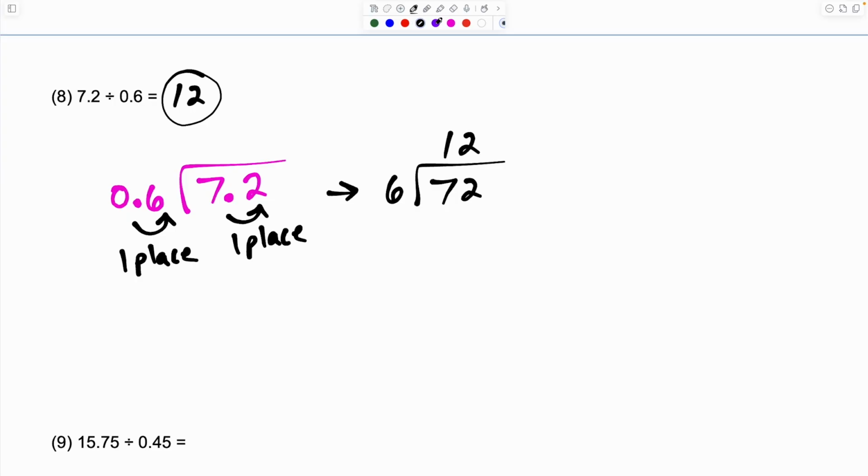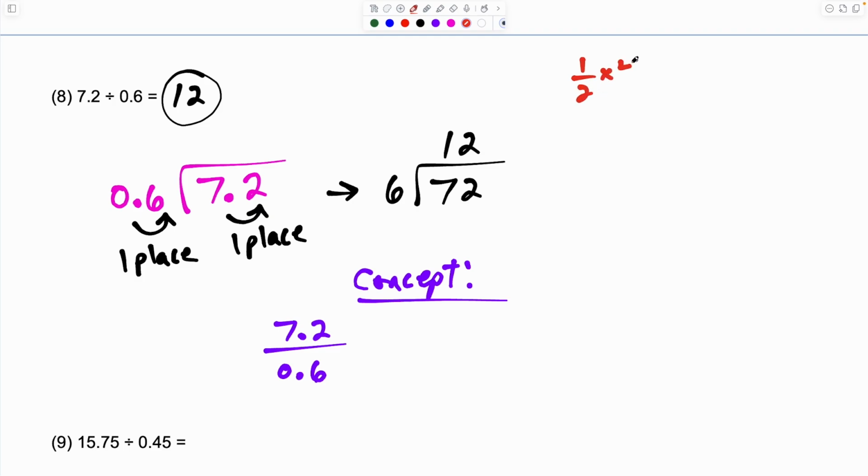Now, for this one, I definitely want to point out the concept. Why does this trick work? Why are we able to move 1 here, 1 here? Well, one thing we could do is express this as a fraction. So the concept that I'm going to use here is that we could rewrite this question as 7.2 over 0.6. And with fractions, when we have something like 1/2, if I multiply this fraction by 4 over 4, so 1/2 times 4 over 4 gives us 4 over 8, this fraction here and this one here, they are equivalent fractions.